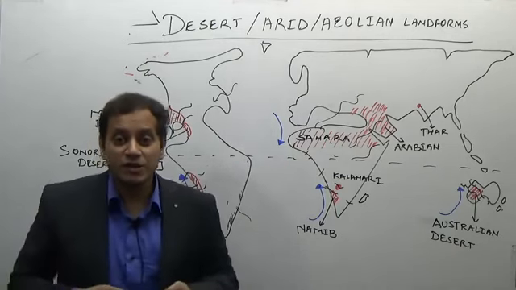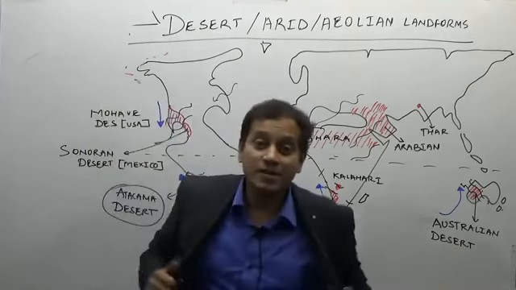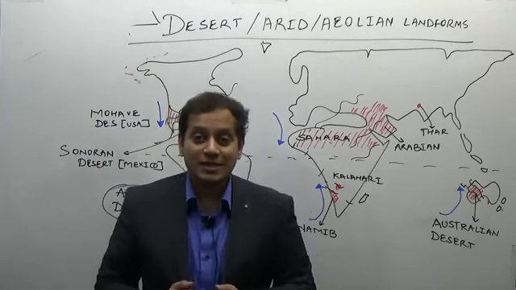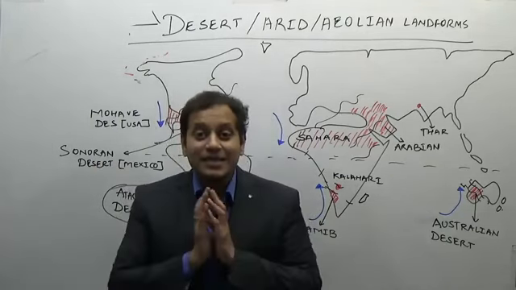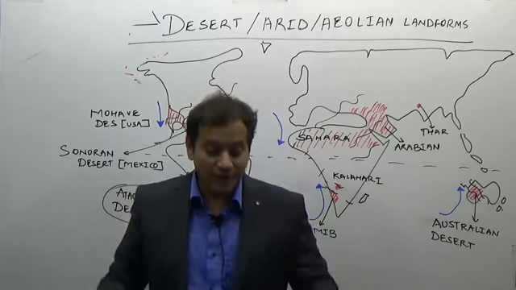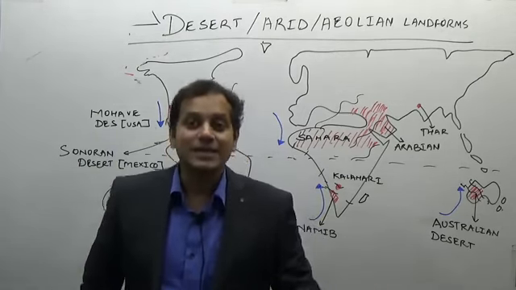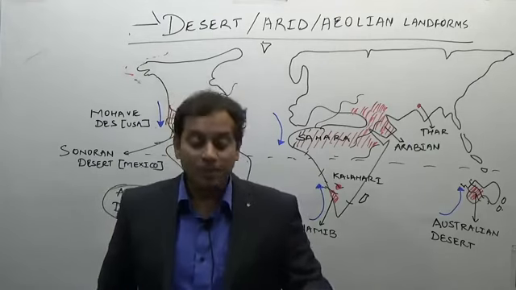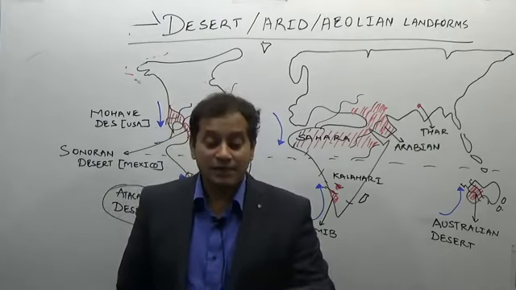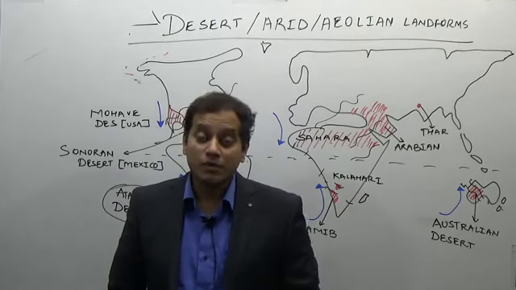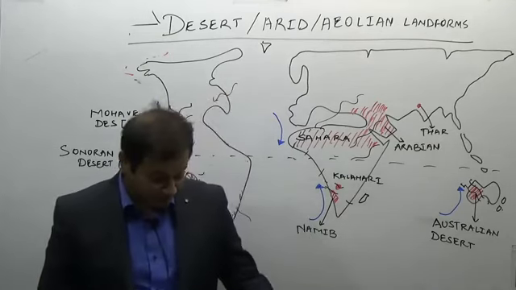Now, Mojave Desert is in which state of USA? Where is Silicon Valley situated? Where is Hollywood situated? Los Angeles, it lies in California. Not entirely, but most parts of California are a desert region. Los Angeles is a desert. You just see the progress these countries have made, that they have converted the deserts into one of the biggest entertainment centers of the world.